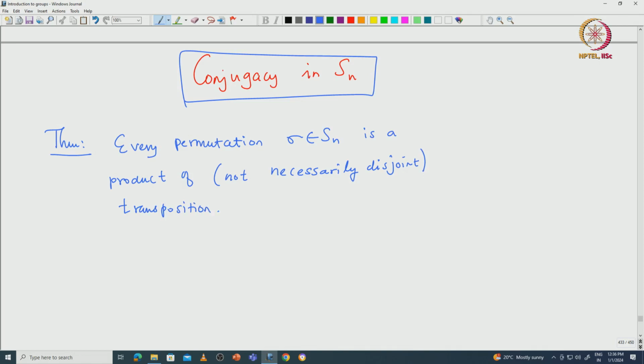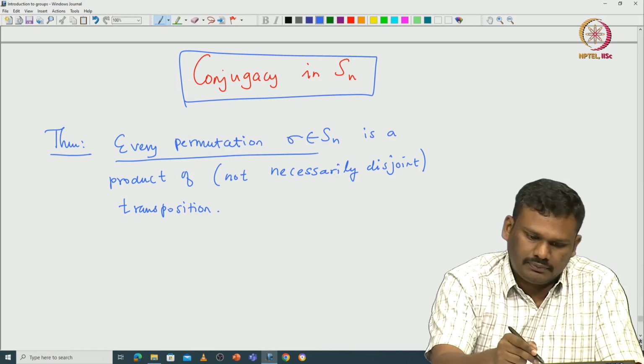Note that if they are necessarily disjoint, then what will happen? If you write sigma as a product of transpositions which are necessarily disjoint, then that sigma must be an involution. That means it must have order 2. Okay. But here we are talking about any given permutation.